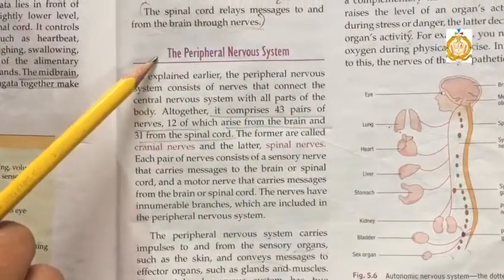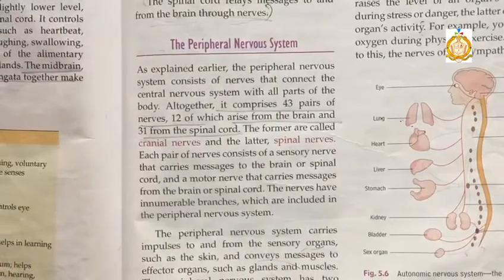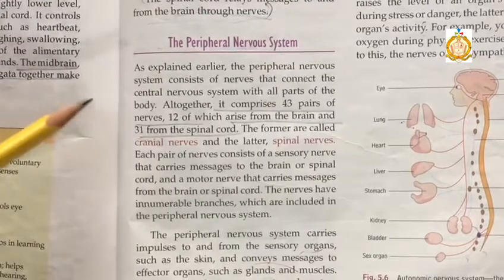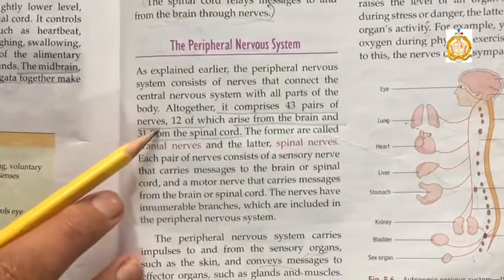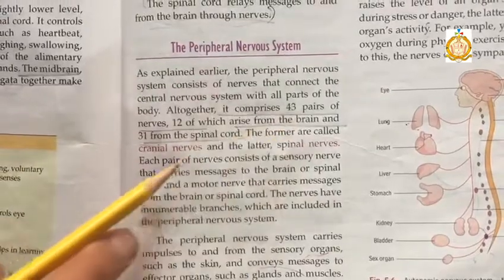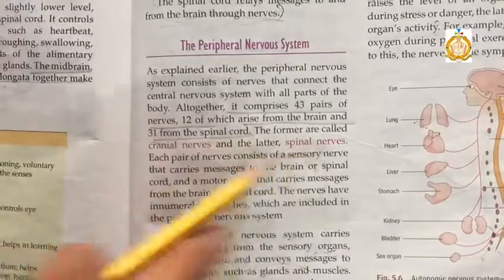Next is the peripheral nervous system. The peripheral nervous system is the bundle of nerves that connect the central nervous system with all parts of the body. Altogether it comprises 43 pairs of nerves. Of these, 12 arise from the brain, known as the cranial nerves, and 31 from the spinal cord, known as the spinal nerves.